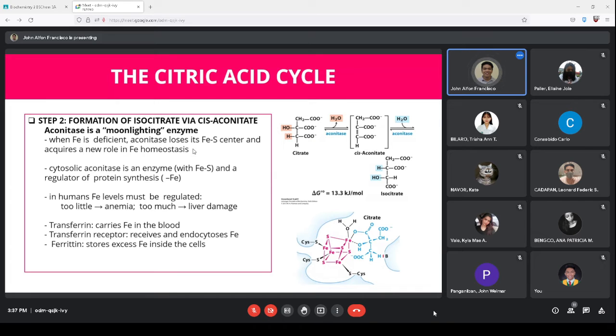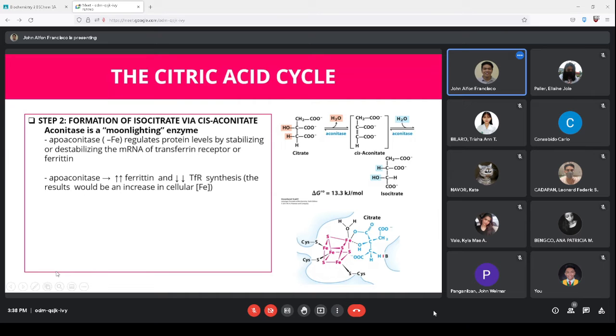So hindi lang siya basta nag-act as enzyme for the conversion of citrate to isocitrate, and once nga na may deficiency in iron, it can also be these three, right? Aconitase in deficiency of iron regulates protein levels by stabilizing or destabilizing the mRNA of transferrin receptor or ferritin. Ayan. So yan lang naman yung other function ni aconitase.